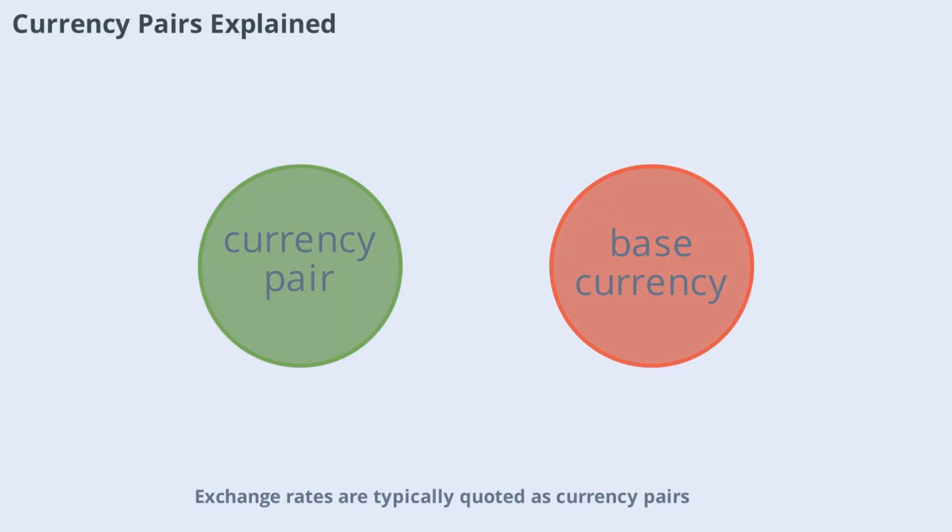Exchange rates are typically quoted as currency pairs, such as USD/EUR or GBP/JPY. The first currency is called the base currency, and the second is the quote currency. The rate tells you how much of the quote currency you need to buy one unit of the base currency. Understanding currency pairs is essential for travelers, investors, and anyone dealing with international transactions. Let's see how to read and interpret these pairs in practice.